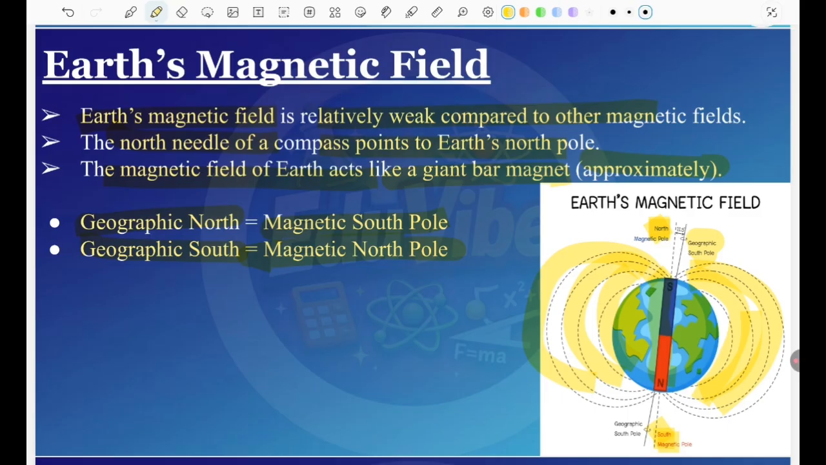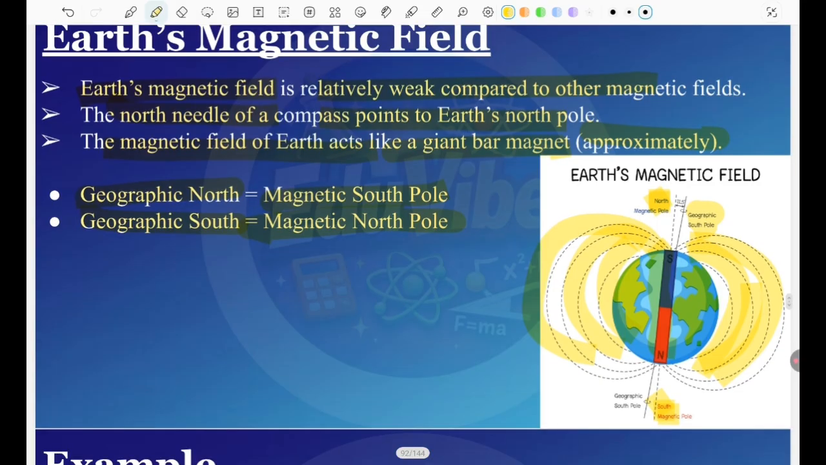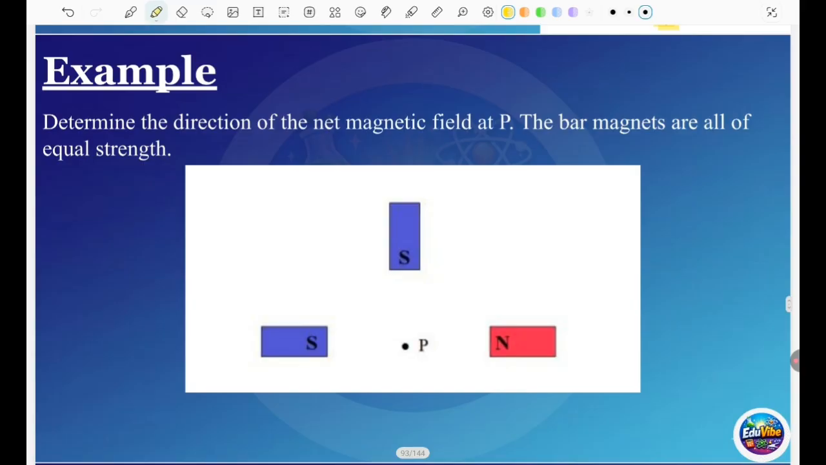This is a thing you just have to know, not for an assessment phase. So this is what you know. For example, we get these types of examples. We determine the direction of the net magnetic field at P, given bar magnets of equal strength. So for all the bar magnets of equal strength, we find the magnetic field at point P.